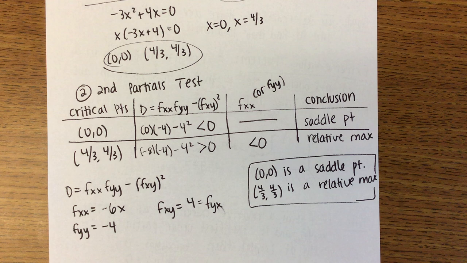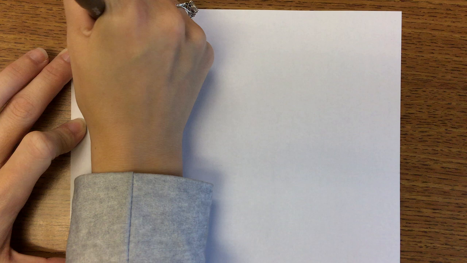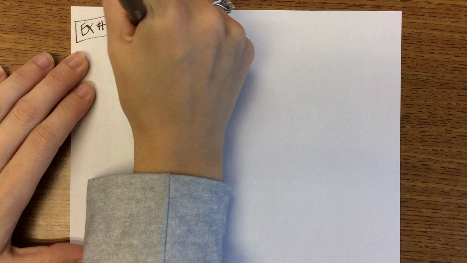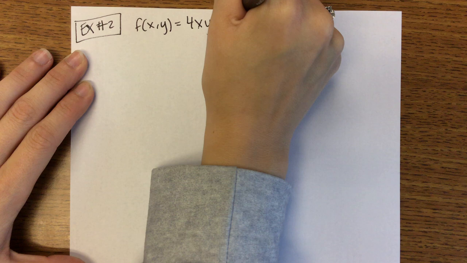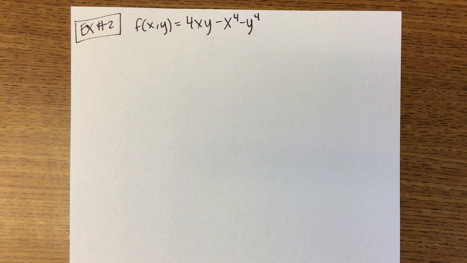Okay, you're going to do one example. Here's the example that you are going to do. F of xy is 4xy, subtract x to the 4th, subtract y to the 4th. What I want you to do is do the entire process. I want you, at a minimum, to check your critical points with the person next to you. You can ask questions, but at a minimum, check the critical points.